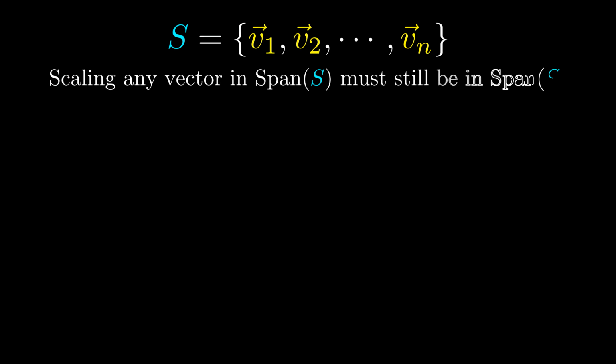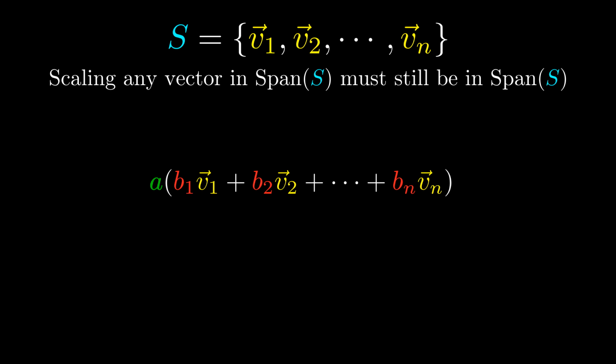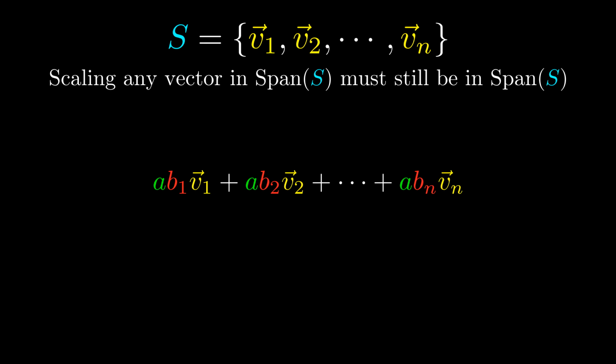Let's now see if scaling a vector in the span of S is still in the span of S. Like before, we need to pick some vector that is in the span of S. Now we need to scale it by some value and see if this new vector is in the span of S. To do this, we can just distribute. Like before, we have the vectors in S, each of them is multiplied by a scalar, and then the results are added together. So we again have a linear combination of vectors in S, showing that this vector is in the span of S. Thus, scaling a vector in the span of S is still in the span of S.